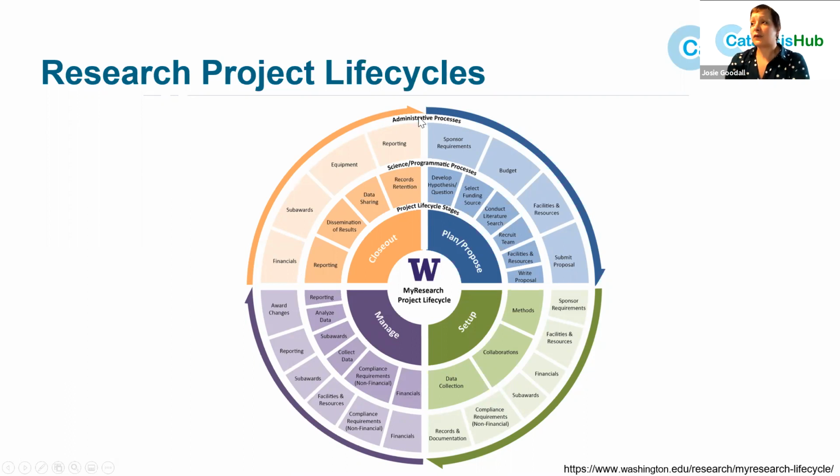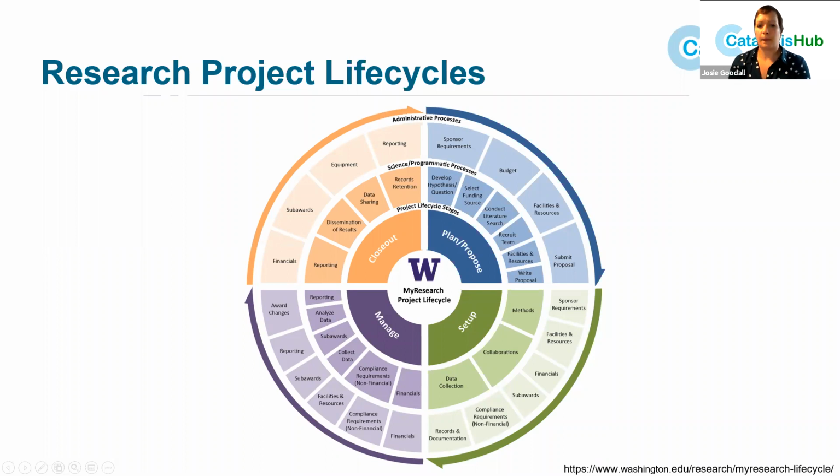And then the last section, which is equally important, it's a quarter of the cycle, is the closeout. So this is dissemination of your results, sharing your data, working out how you can store your records, what you're going to do with any equipment that's been bought. And it shows this as a cycle, so you go from beginning to end, but often in research you'd have multiple projects, so these would be overlapping cycles rather than one after another.